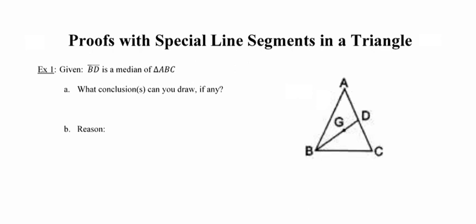In the first example, we're told that line segment BD is a median of triangle ABC. So the key word here is median, and you really have to know what a median does. What's its job? I recall from the previous video that a median is any line segment that connects or joins a midpoint to the opposite vertex.